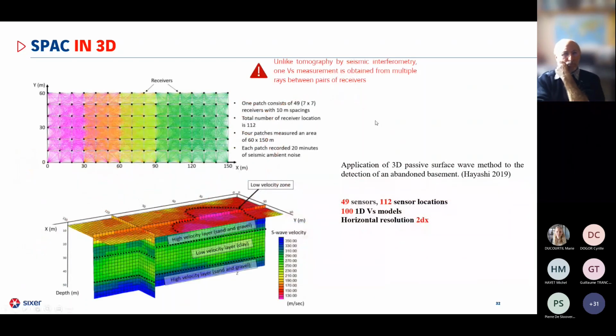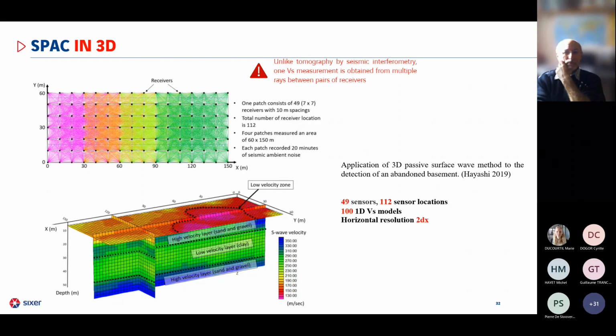And here is an example of the Spec method in 3D. For this example, 49 sensors are placed on a green patch here and then shifted 3 times. So measurements were done 1 time by patch.